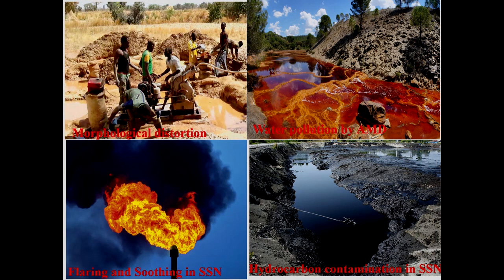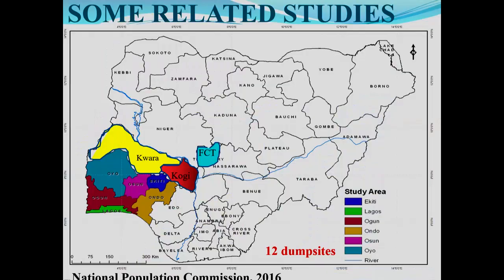On the top left, you see the deformation of the morphology of the land. On the top right is AMD, that is, acid mine drainage signals. Then at the bottom left, you see gas flaring, and this is in the South-South, which is most of southern Nigeria. On the bottom right, what you see there is hydrocarbon contamination, and we know that Nigeria is also known for oil and gas exploration. So we have all of these effects on the surface, not just on the surface water but also in the subsurface. So what have I done in a way?